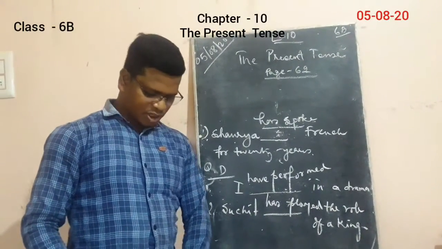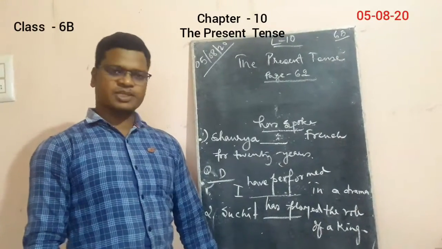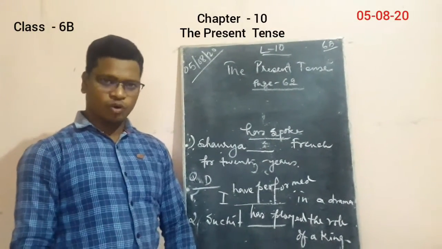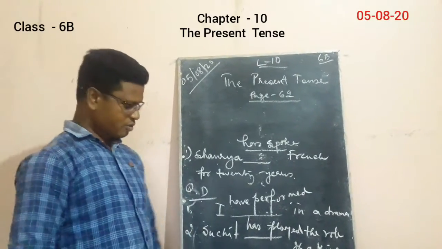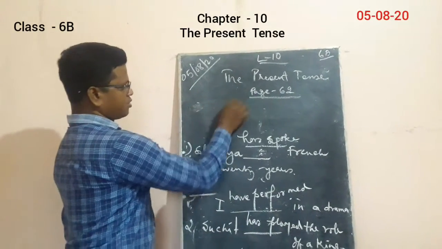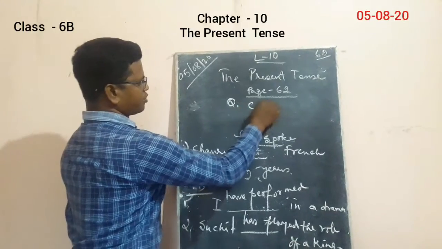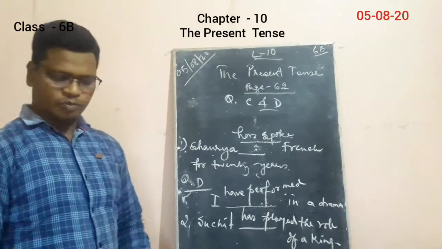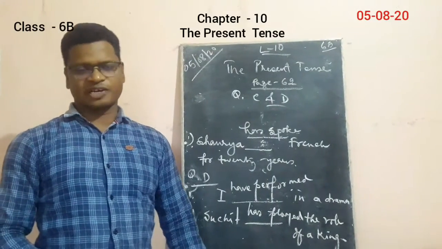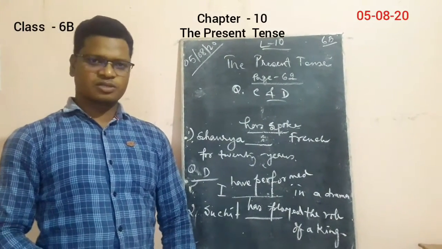After page number 63, question number C and D is your homework. I ask you to write them down in the copy. Question number C and D you will be writing in the copy. Hope I have made it clear to you. If you have any kind of clarifications, you may ask. Thank you.